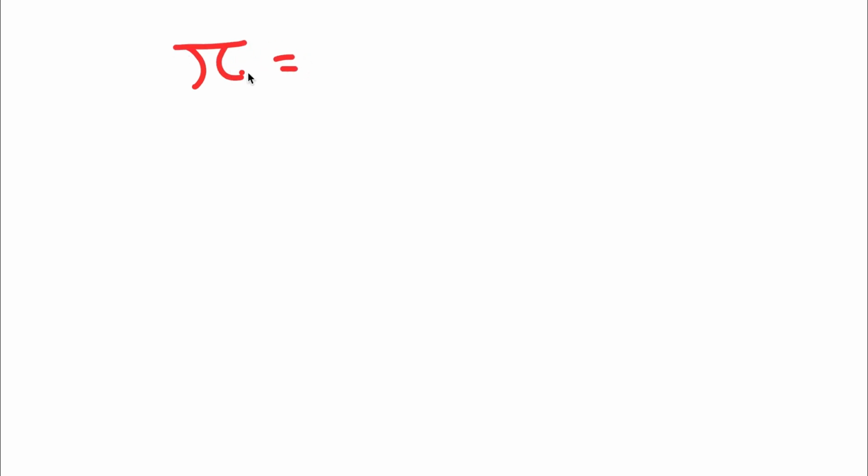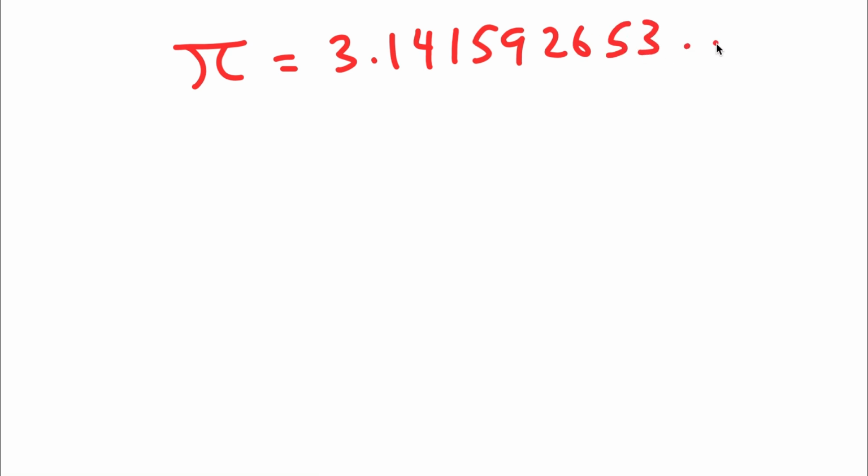And if you guys don't know what pi is, it's 3.141592653 and so on and so forth. So pi is this value right here. And it's an irrational number, meaning it never ends. The decimals never end. They keep on going forever and forever. So we have pi here.